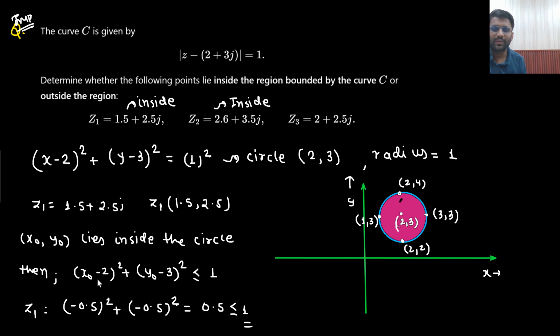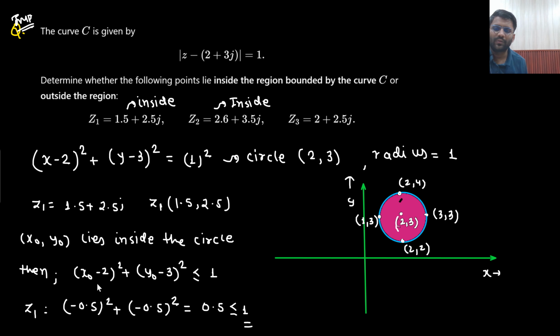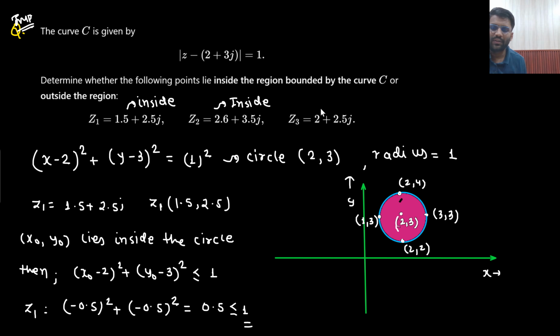2.6, if I put, this will become 0.36. If I put 3.5, 0.25. 0.36 plus 0.25, that will become 0.61 only. And 1.5, if I put, 0.25 and 0.25 only. And 2 and 2.5, if I put, so 0 and 2.5 minus 3, this will also become 0.25. So this point is also lying inside only, no?